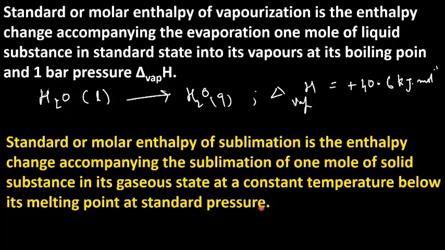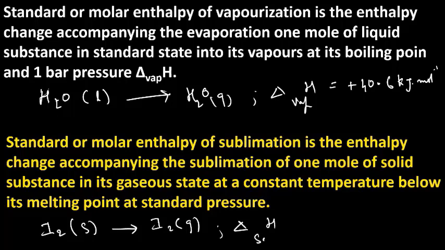The best example is camphor. Camphor, when it is kept in open air, changes to vapors at normal temperature itself. That's why camphor is used for preserving clothes. Another example is iodine. Iodine is solid. Solid iodine changes to gaseous, dark violet vapors.